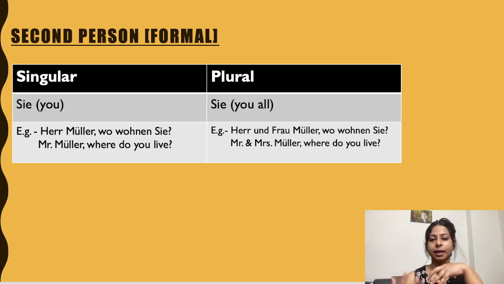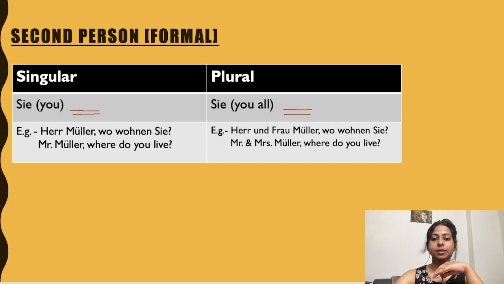Now let's look at second person in formal situations. So in formal situations singular, it's Sie, and in plural also it's Sie. So in singular it means you, and in plural it means you all. Now please remember to use Sie with capital S, irrespective of its position in the sentence, whether it's in the beginning or at the last. The S of the Sie will always be capital in second person formal situation.